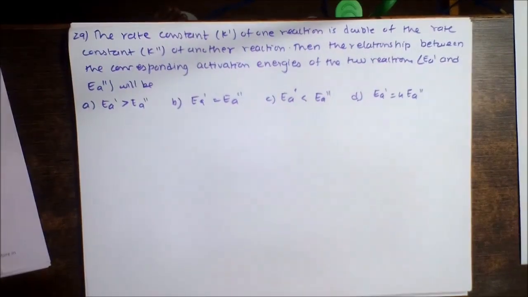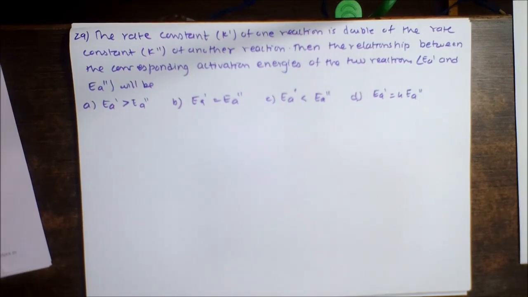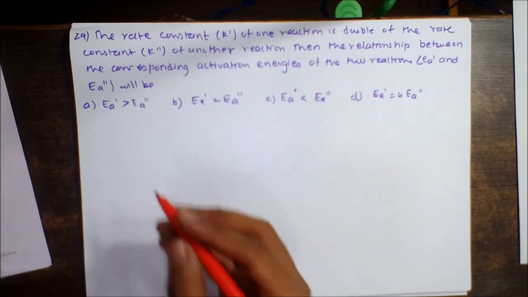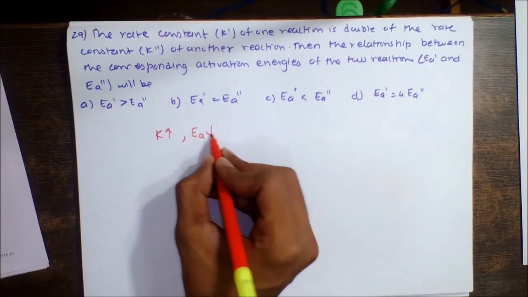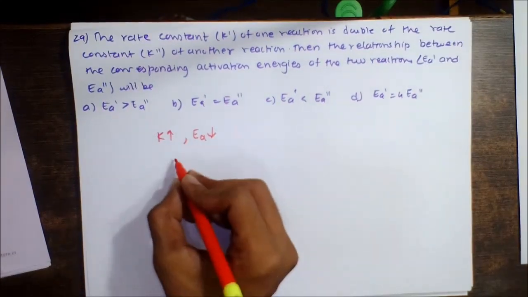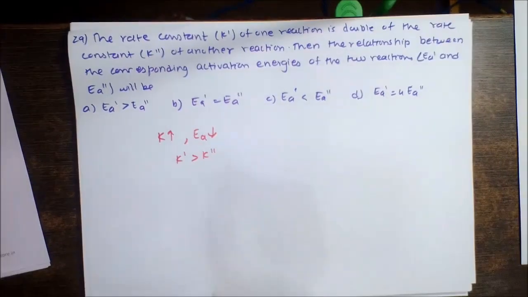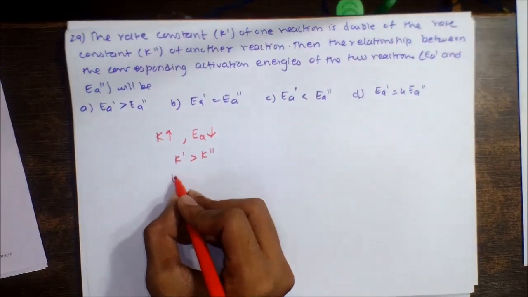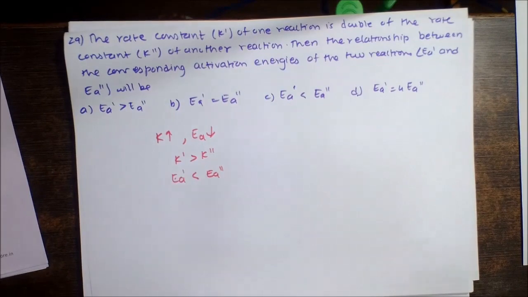Question 29. The rate constant K dash of one reaction is double of the rate constant K double dash of another reaction. Then the relationship between the corresponding activation energy of the two reactions, that is EA dash and EA double dash, will be: as K increases, activation energy decreases. Therefore, since K dash is greater than K double dash, I can say EA dash will be less than EA double dash.